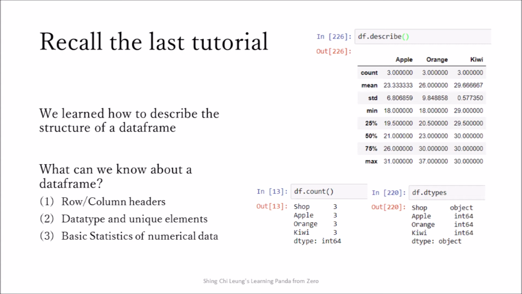Let's recapitulate what we have learned in our last tutorial. We have covered how to describe a data frame based on its structure and statistics. Namely, we have learned how to extract the row and column headers, data types, and properties of the unique elements along each column, and finally the basic statistics, such as average, standard deviation, quantile, and so on in a data frame. We have introduced a number of attributes and methods in the last chapter, so I encourage you to review the chapter if you are not fully familiar with those commands.